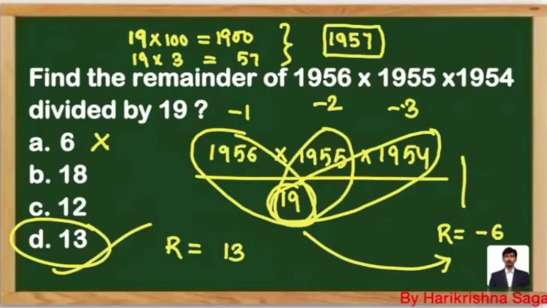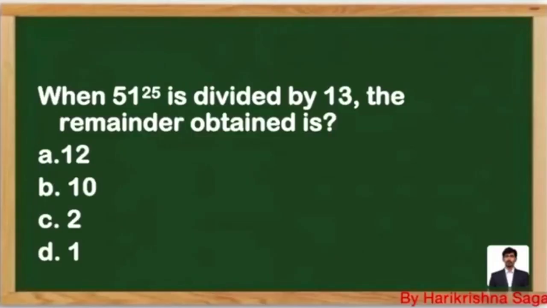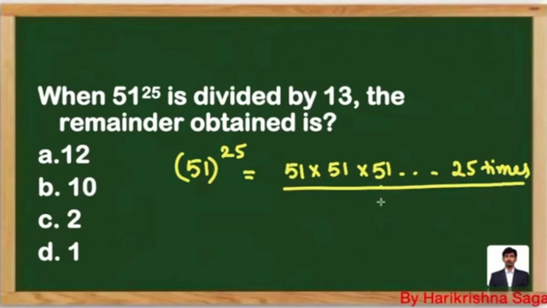Okay. So look at the next question, guys. Please observe this question. Try, tell me the answer. What is the answer? 51 power 25 is divided by 13. Very good response. Here the meaning is 51 into 51 into 51, like that 51 will come for 25 times. What are we dividing it with? We are dividing with 13.